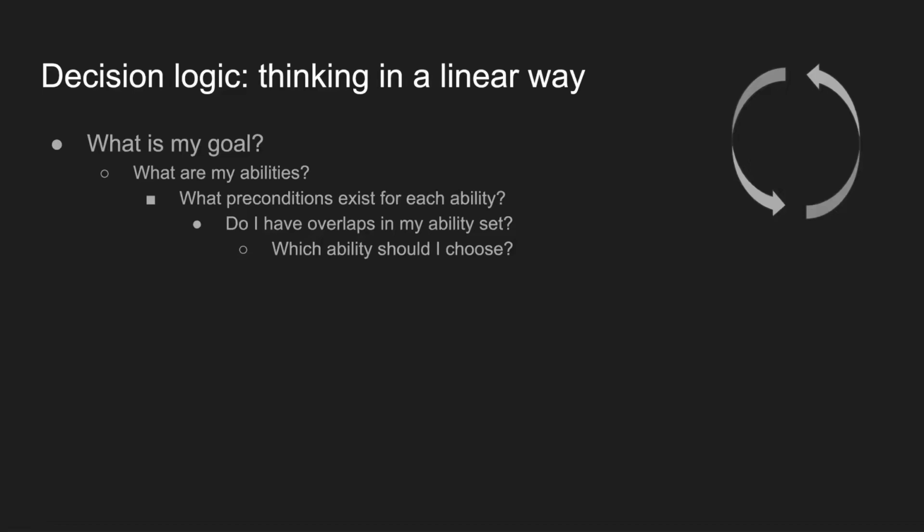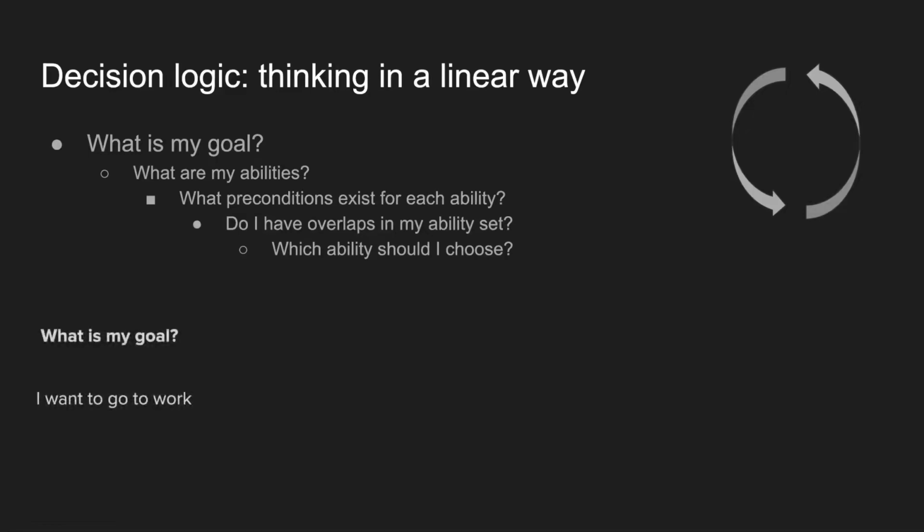Once you understand your abilities, what preconditions exist for each one of your abilities? Walking the dog, as we saw, had one. Do you have any overlaps in your ability set? Can multiple things essentially achieve the same goal? And then your last and final, most complicated thing is which ability should I choose? That goes in tandem with in what order.